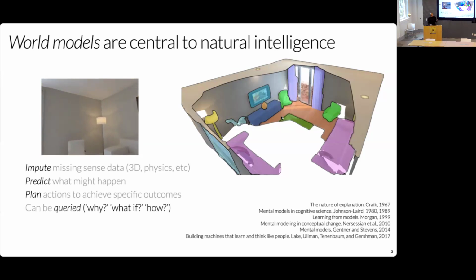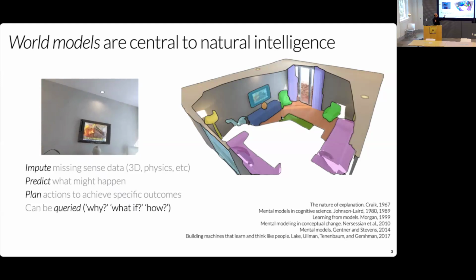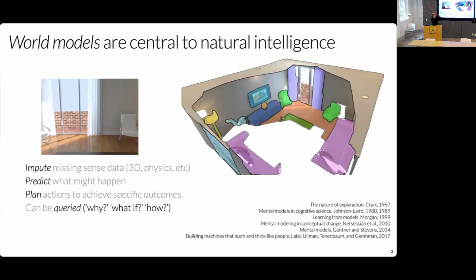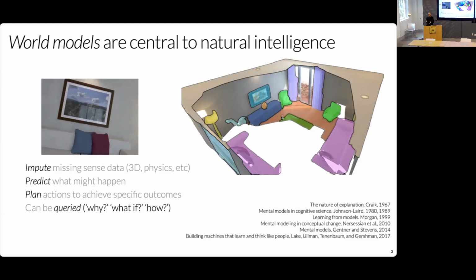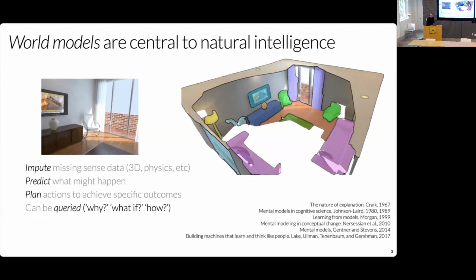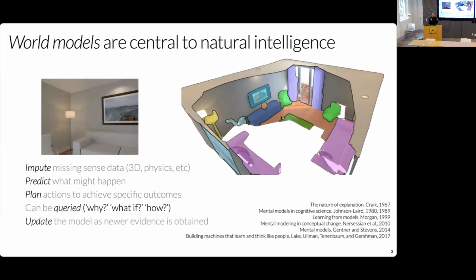And the more important and interesting thing, which I'll return to in the second half of my talk, is that you can query these models for a variety of tasks. You can ask, why did this particular thing happen, and how can I make something else happen? And then we can also update as new evidence is obtained.